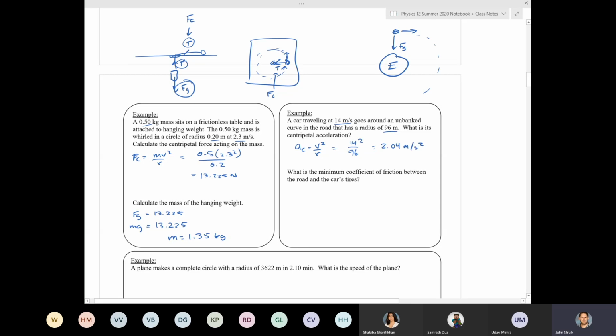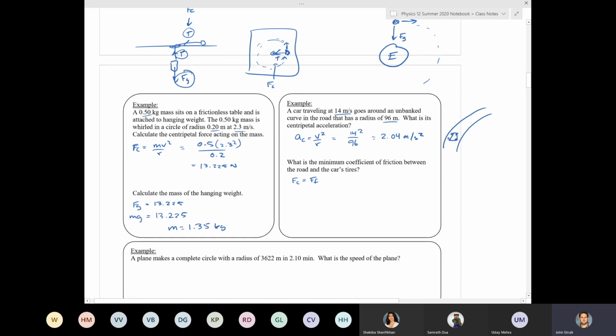And then what is the minimum coefficient of friction between the road and the car's tires? So the car that's moving in the circle, the FC is due to friction. So imagine your road. Here's the car moving in a circle. The only reason you can turn a car by angling its wheels is because of friction. You're creating unequal friction on both sides of the tire, so it'll actually turn the car. And so that's what's happening here, but the friction is going towards the center.